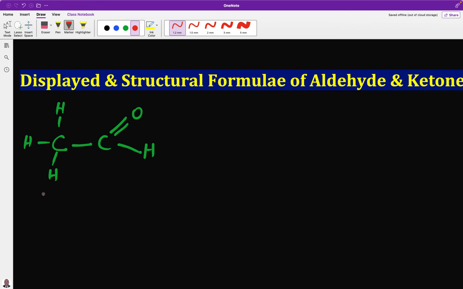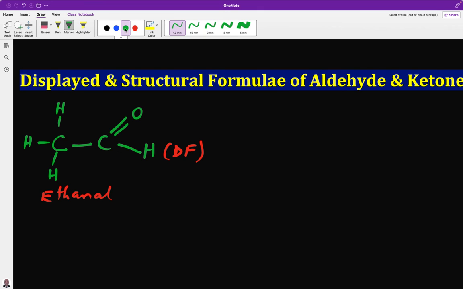That is ethanol. And a structural formula is... this is the displayed formula, DF. That is the displayed formula.